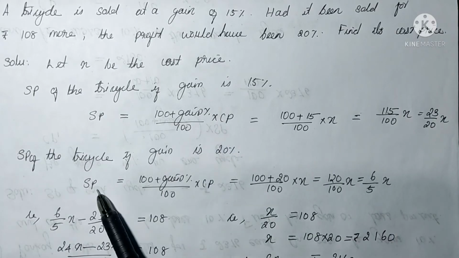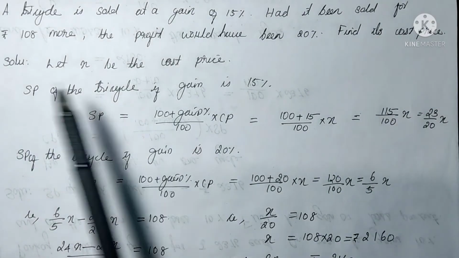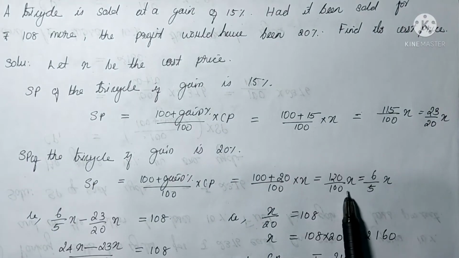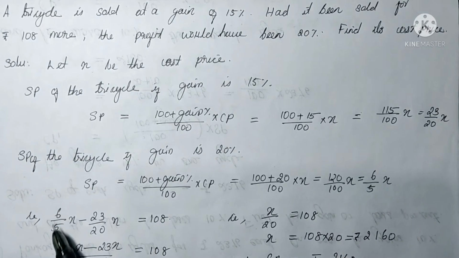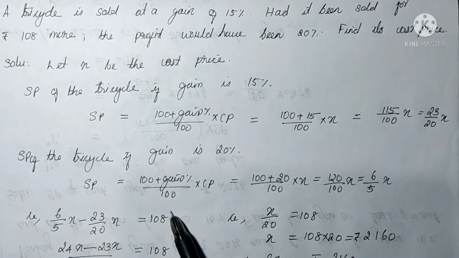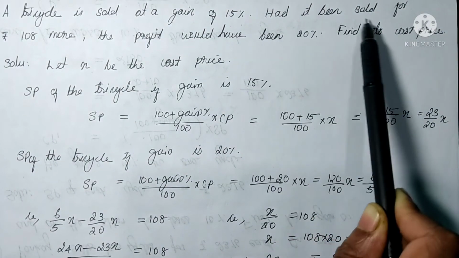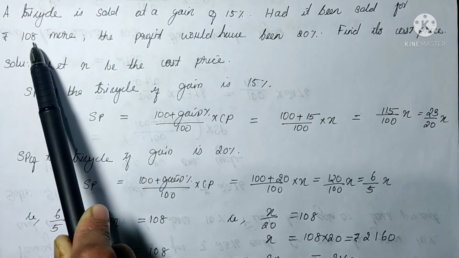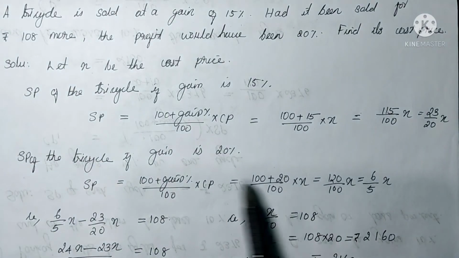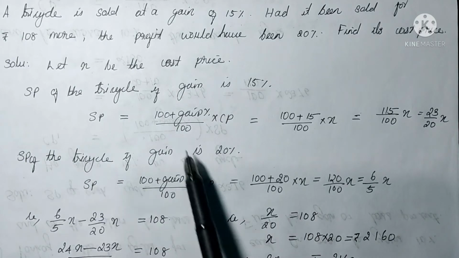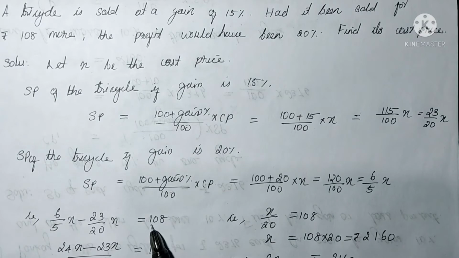Here in both cases we got SP, is it? But there is a difference. For the second SP, it is 108 rupees more. So we subtract the first SP from the second SP. That is 6 by 5 x minus 23 by 20 x. What will we get there? 108. Because for the second case the SP was increased by 108, but we haven't considered that when writing these equations. We only considered the gain percent and CP. So when we subtract these two SPs, we will get 108.